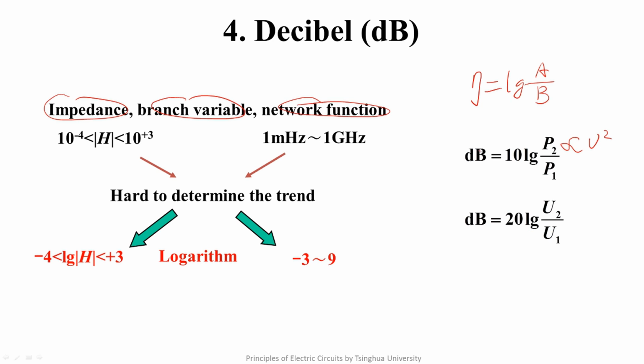Thus, we have two kinds of definition of dB. One is 10 times log P2 over P1. Another is 20 times log U2 over U1.